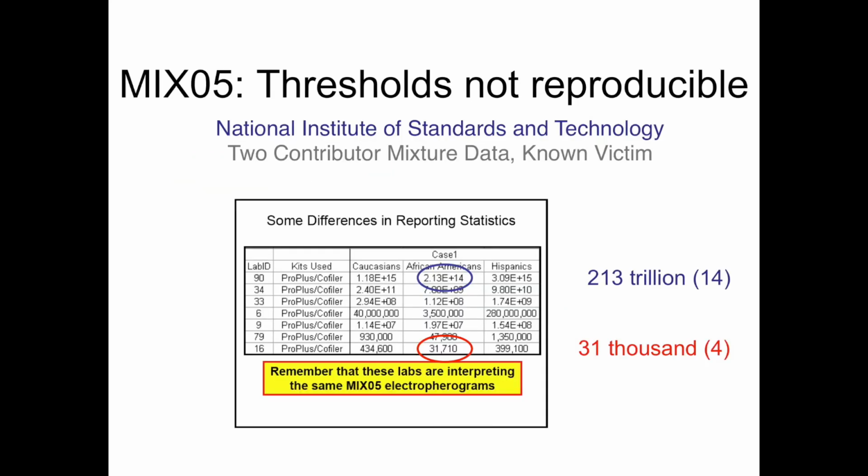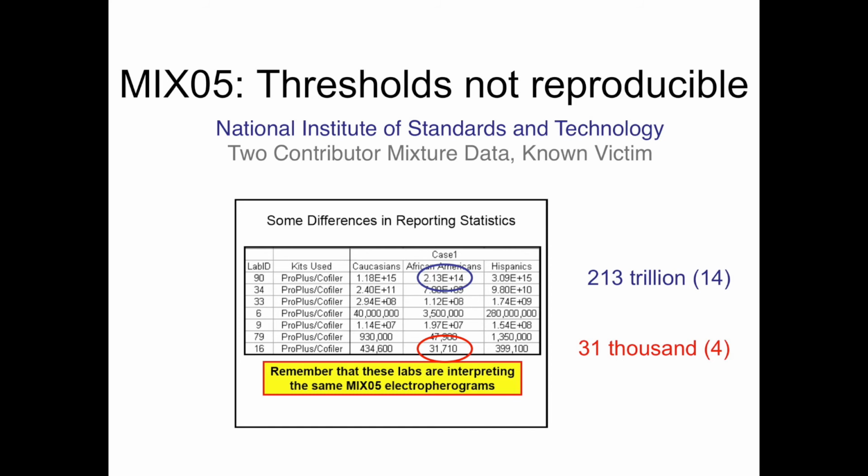Dr. John Butler at NIST, the National Institute of Standards and Technology, started doing interlaboratory studies. For example, he took a simple 2-person mixture, sent it out to 60 laboratories, and had them all interpret it and send back what their match statistics were. And this is his slide. As it says, they're all looking at exactly the same signal, those peaks that are going up and down, the electropherograms. And many groups said they couldn't interpret it.